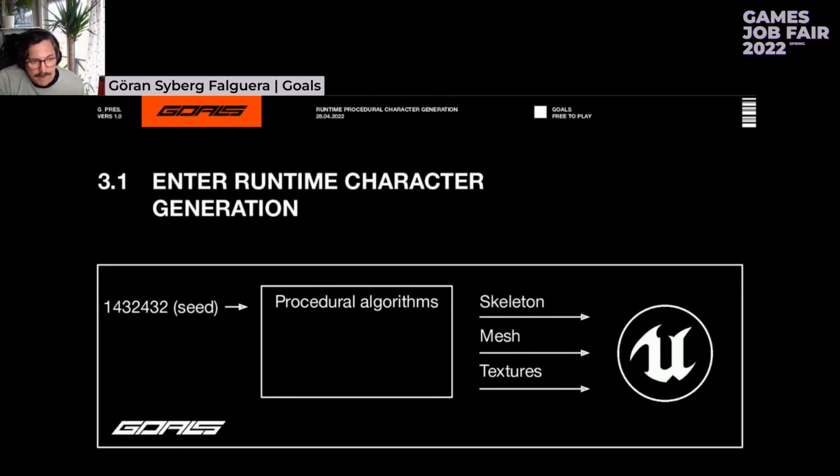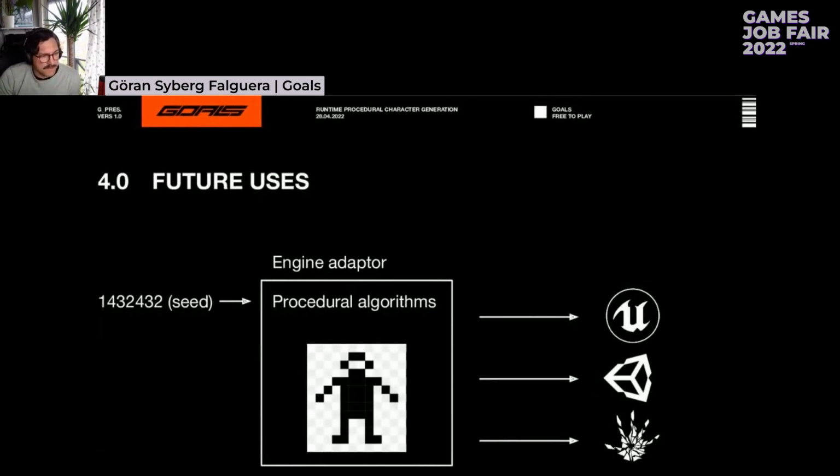So extrapolating a bit into the future, what if we took these procedural algorithm boxes and created engine adapters? So we had engine adapters for Unreal, for Unity, for Frostbite, for Lumberyard, for all these engines. And it's not inconceivable to have a company that does only this. Now, provided that you own a seed, you can pass it into the algorithm and you can move your character around in different engines.